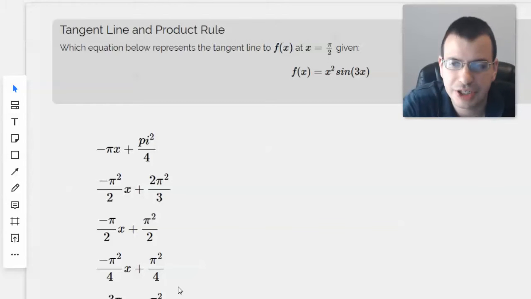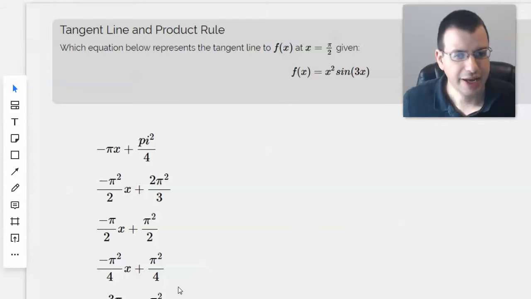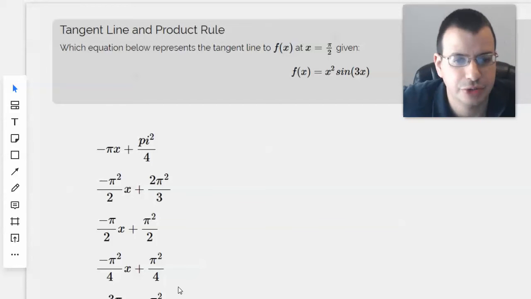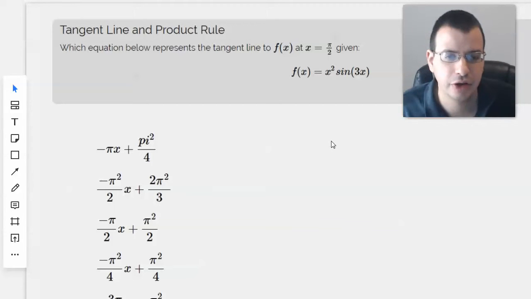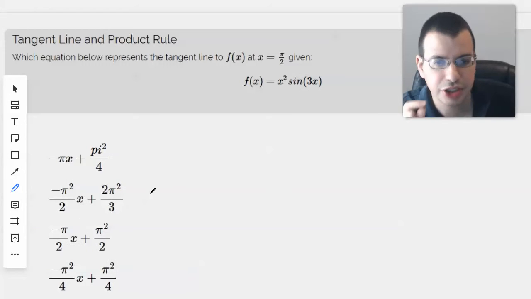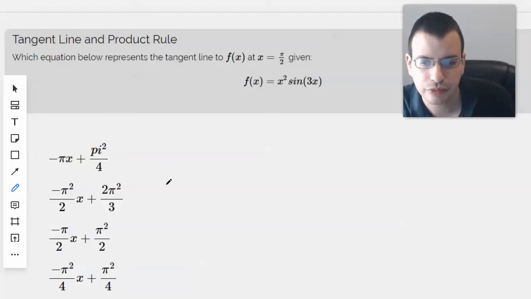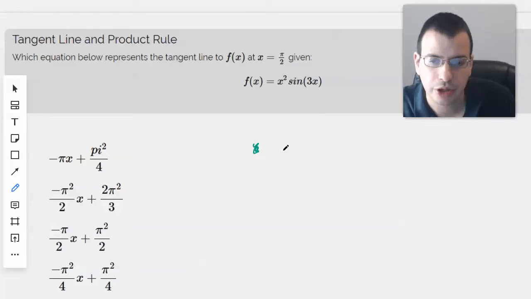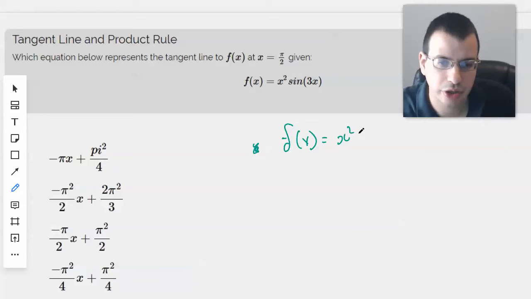Which equation below represents the tangent line to f of x at x equals pi over 2, given that f of x equals x squared sine of 3x? Okay. So the idea here is the product rule. So f of x equals x squared sine of 3x.